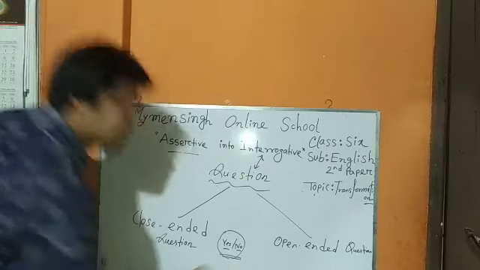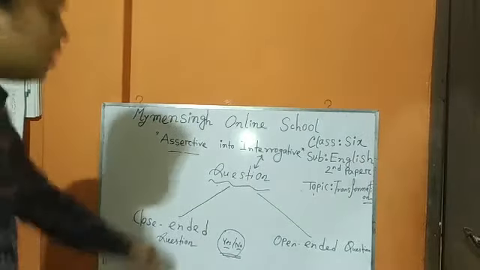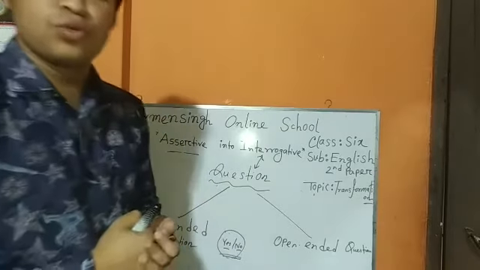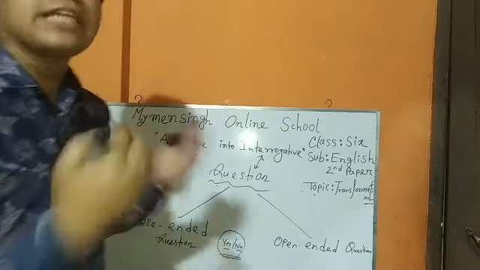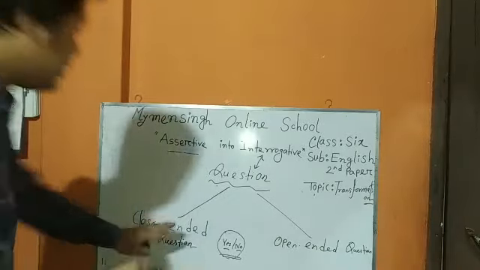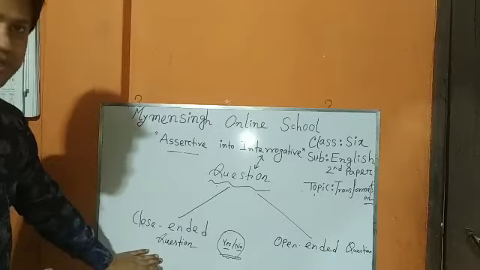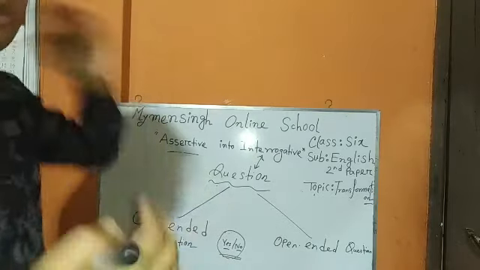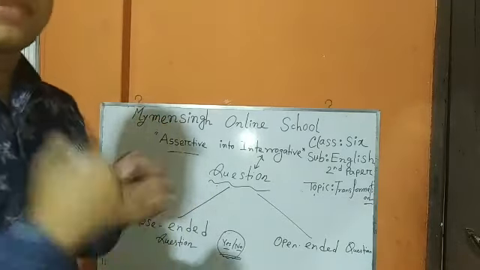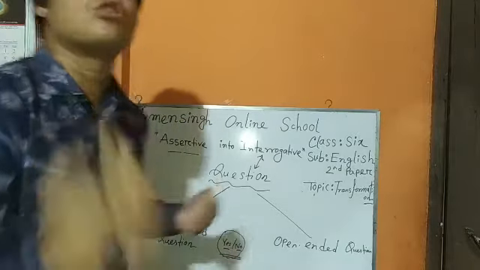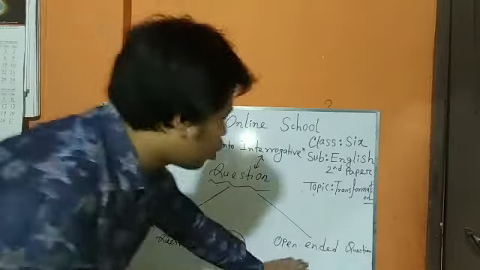If I give an example, what will it be? Do you know me? You will answer yes or no. Yes, you are Rajal sir, or yes or no. That means it is a closed-ended question. I don't write this because you know that. Do you know me? It is a closed-ended question because we can answer this question by using yes or no.